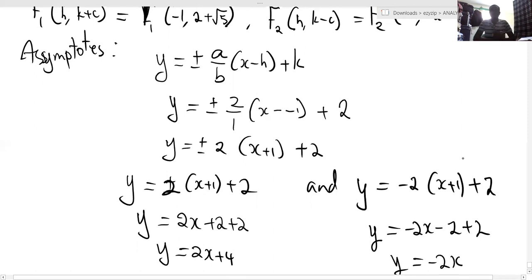So that is the solution to that given problem. And with the values of the vertices, foci, and the center, and then the equations of the asymptotes, you can always draw the graph if the question goes further to ask you to sketch the graph of the equation. So thank you.